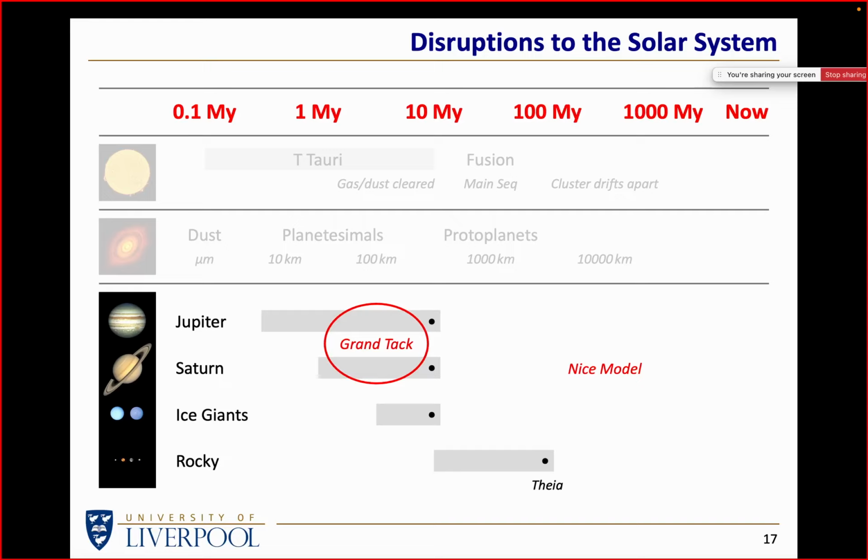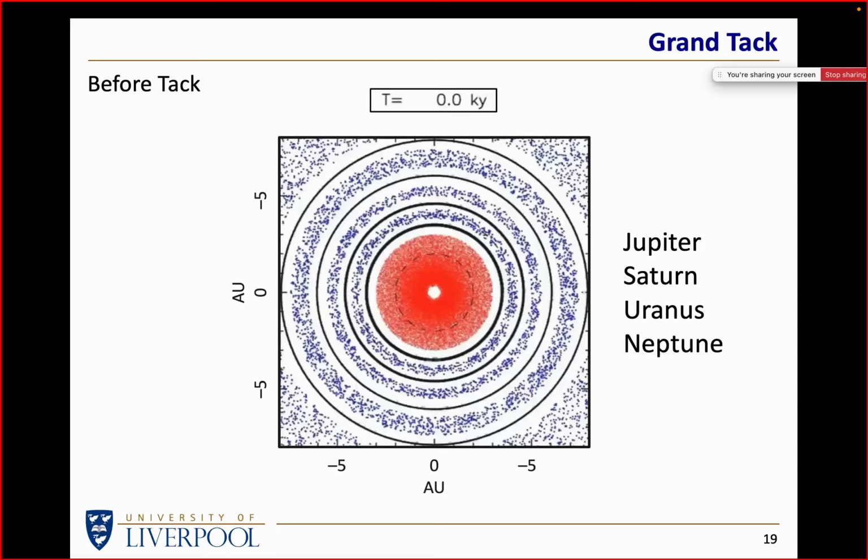And if there's a stronger interaction between a planet and all the material inside its orbit, that can make the planet migrate outwards. So in principle, a planet's orbit might shrink or expand depending on its interaction with the rest of the gas and the dust. And that is what is thought to have happened with this Grand Tack. And this is a simulation that tries to help us understand what's going on.